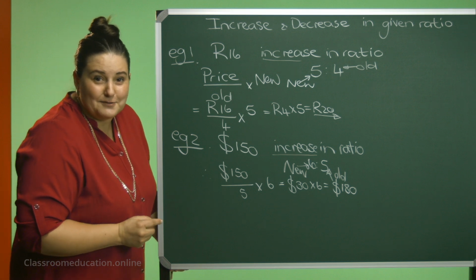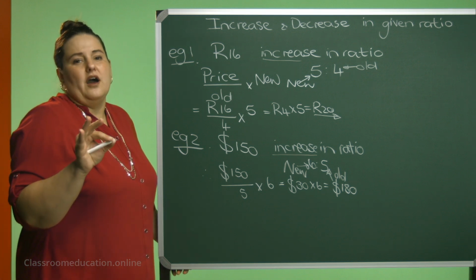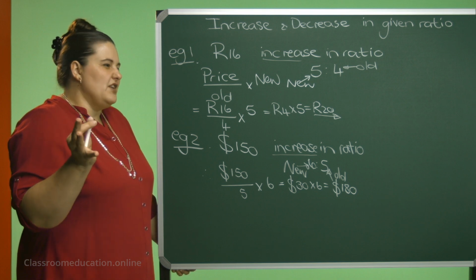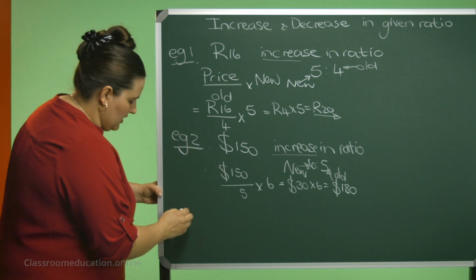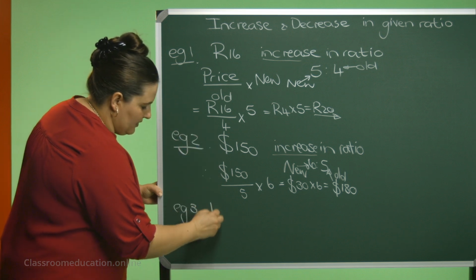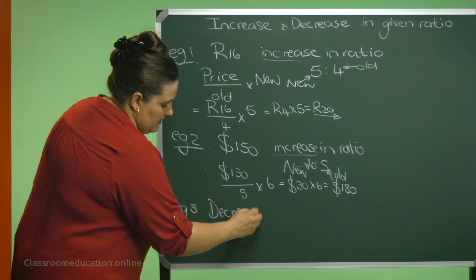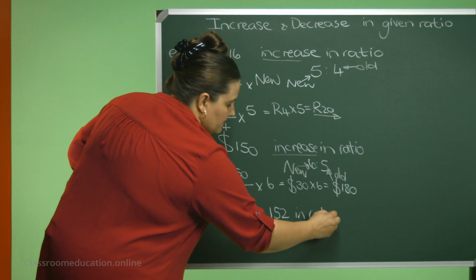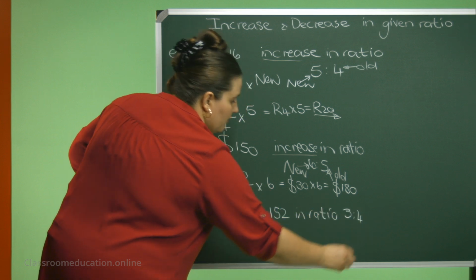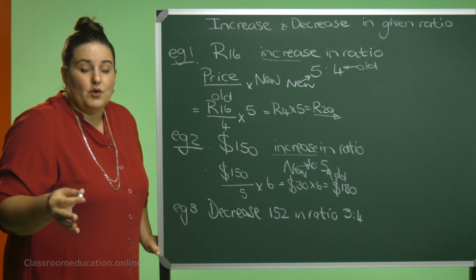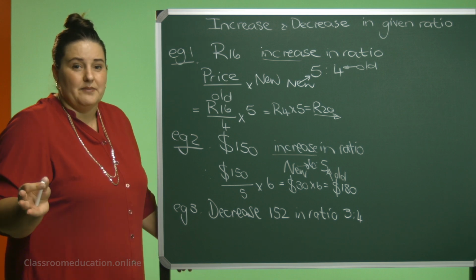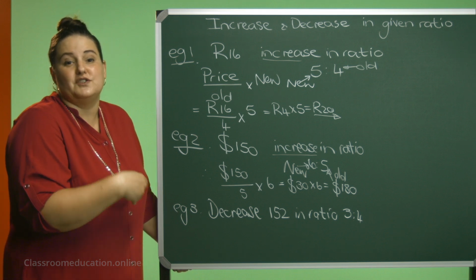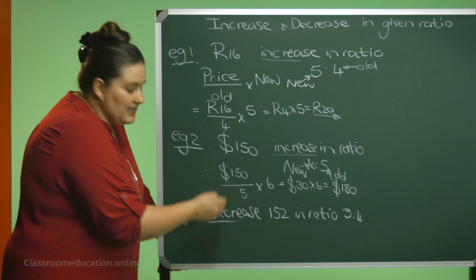Do you understand that? Now let's say we are going to decrease some values. Have a look at example 3. We are going to decrease 152 in the ratio 3-4. Now again, boys and girls, the formula kind of stays the same. The only catch might be that you need to determine which one is the old and which one is the new. We are talking about decrease.